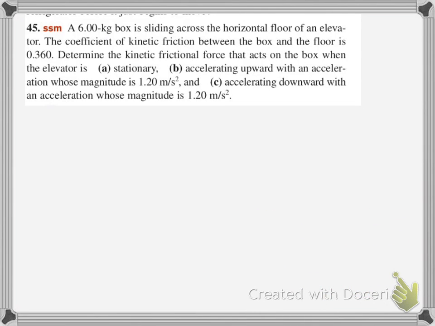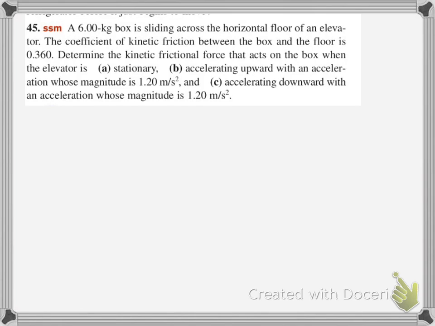Now let's look at number 2. A 6-kilogram box is sliding across the horizontal floor of an elevator. The coefficient of kinetic friction between the box and the floor is 0.360. Determine the kinetic frictional force that acts on the box when the elevator is stationary, accelerating upward with an acceleration of 1.20, and accelerating downward with an acceleration of 1.20 meters per second squared.